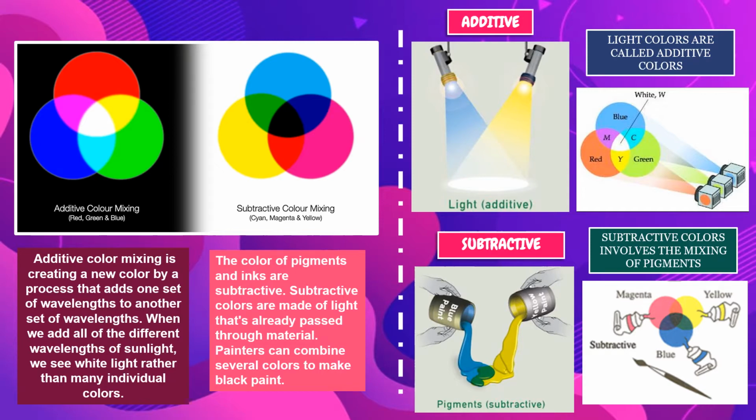On the other hand, the color of pigments and inks are subtractive. Subtractive colors are made of light that's already passed through material. Painters can combine several colors to make black paint.